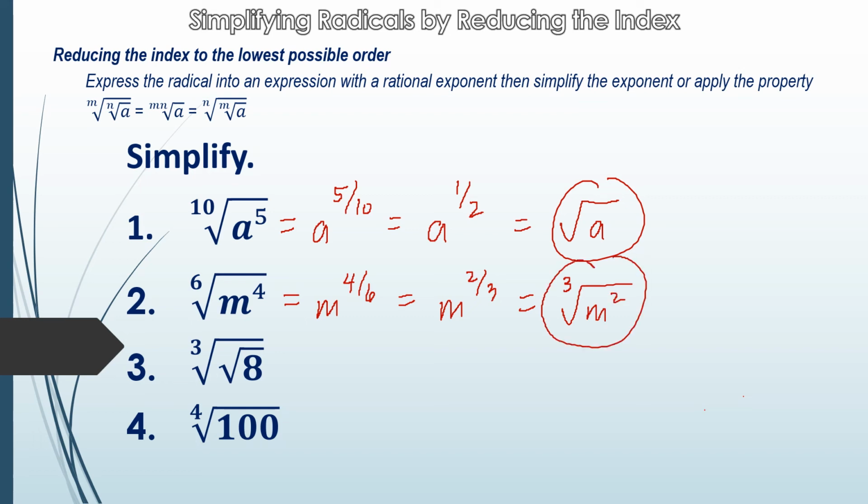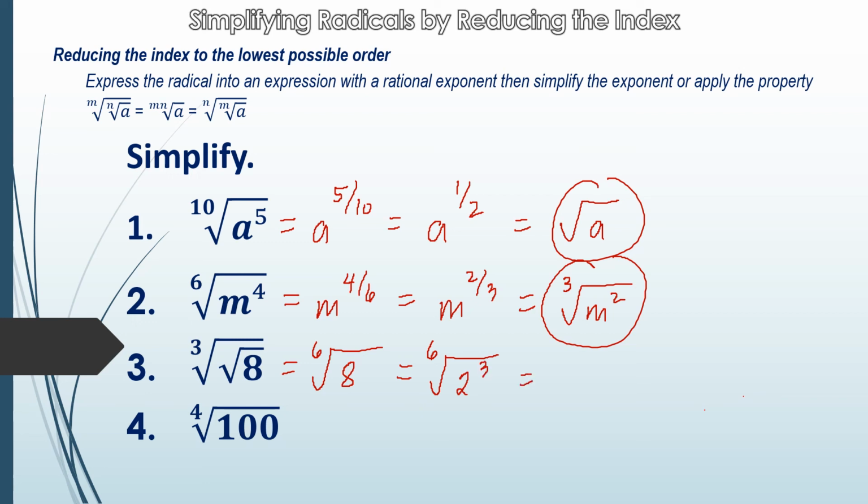Next example, we have the cube root of the square root of 8. So applying the law of radicals, this expression is the same as the sixth root of 8. So we simply multiplied the indices 3 and 2. That is why we have 6. Next, express 8 in exponential form. 8 in exponential form is 2 raised to the third power.